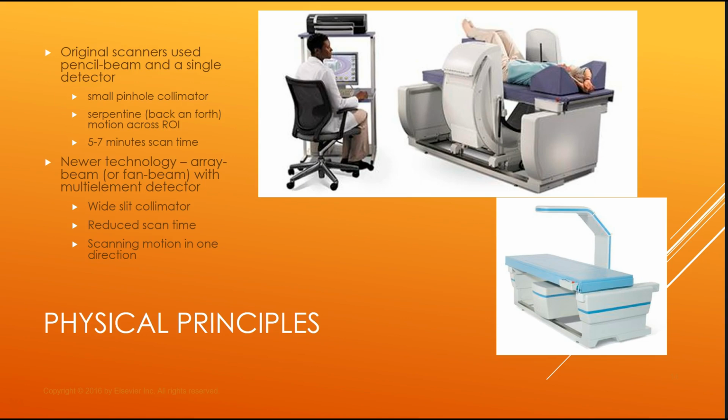After that, they came up with the fan beam. This is a wide slit collimator so that the x-ray beam comes out in a fan. It reduced the scan time, so now they don't have to scan serpentine or back and forth across the region of interest. They just have to scan one direction, right over the body part, and that reduced the scan time.